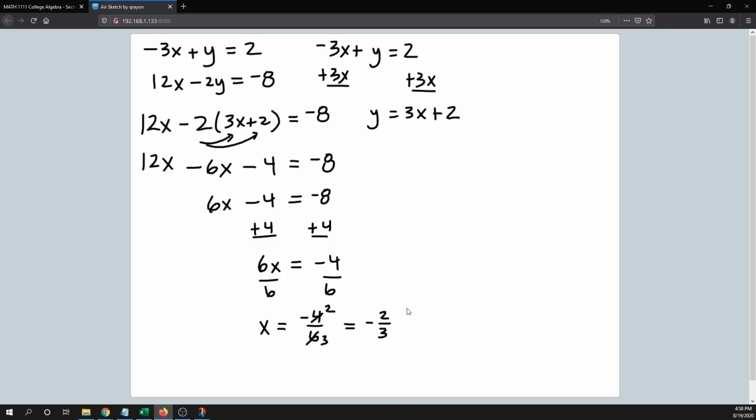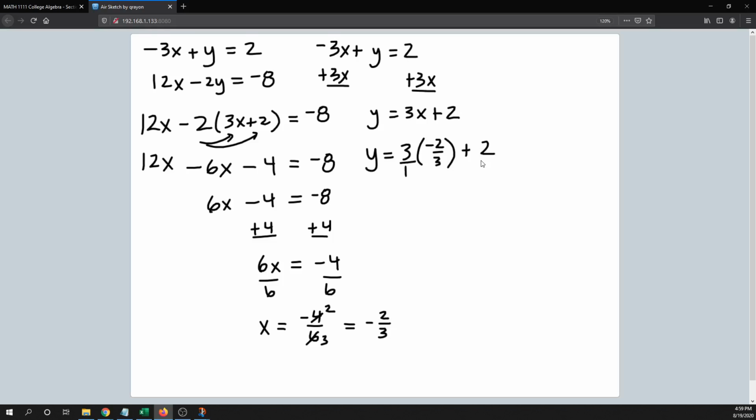All right, so that's the x value, and then what you want to do is take that and plug it back into one of these equations for x. But it's easier if you plug it back into the one that you solved for, because you've already done the work on that one, so it'll be less work. Plugging negative 2/3 back in for x into this equation, that's what I get.